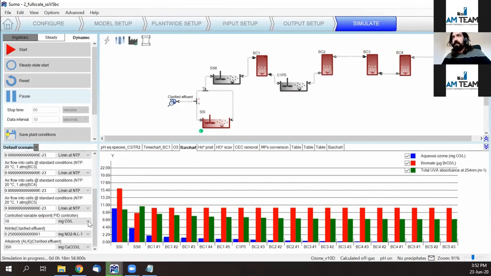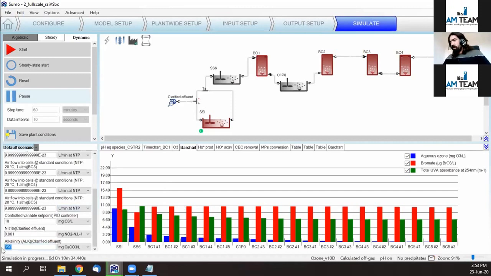So another interesting thing to observe is what if the content of nitrite, for instance, of this water drops to a very low value. This is going to affect the reaction with ozone. And what we observe here is a slight increase of bromate. Why? Because this is due to the slightly higher availability of ozone for reacting in the net of the reactions of bromate.